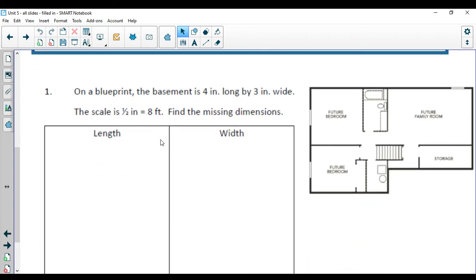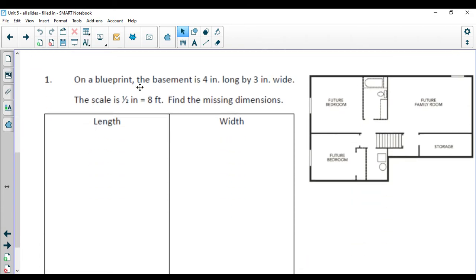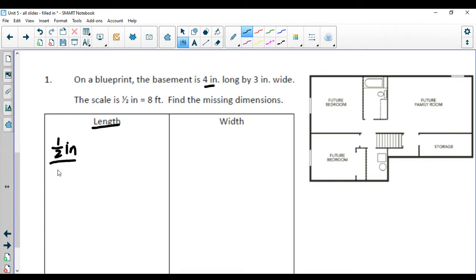So for the first example, on a blueprint, the basement is 4 inches long by 3 inches wide. The scale is half an inch is equal to 8 feet. Find the missing dimensions. We're going to start off with the length, which was 4 inches. Starting with the scale, that's going to create the first side of your proportion. So you pretty much just fill it in. Inches over feet are your labels, so you'll keep those labels on the right-hand side. The length in our problem is 4 inches. Inches is on the top, so I'll put the 4 there with an X on the bottom.